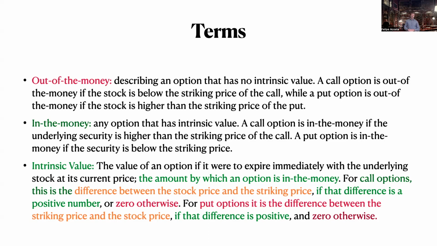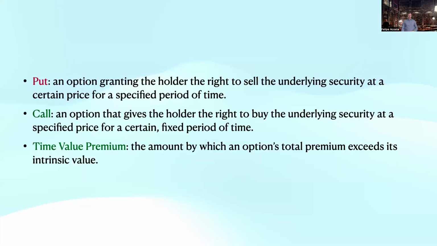The amount by which the option is in the money. For calls, this is the difference between the stock price and the striking price, if that difference is a positive number, or zero otherwise, because otherwise you make no money, right? For put options, it is the difference between the striking price and the stock price, if that difference is positive, or zero otherwise, right? So that is a couple of terms there.